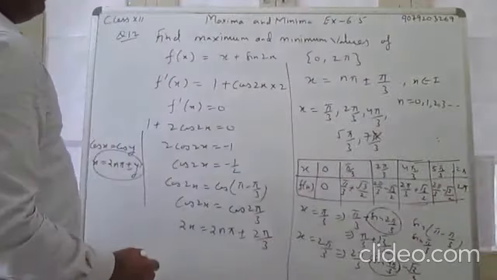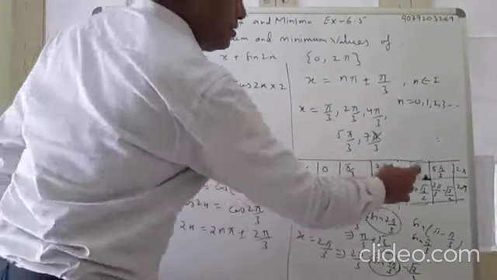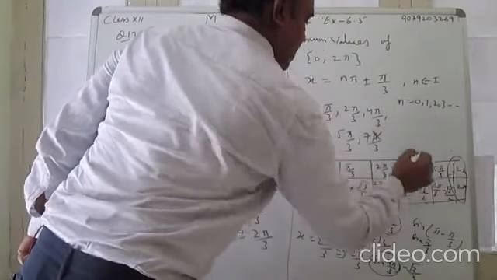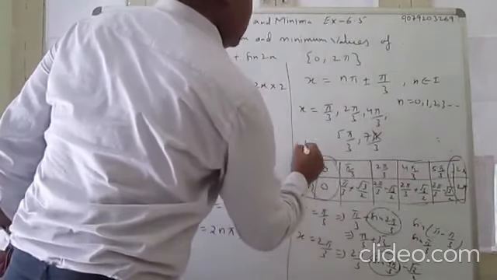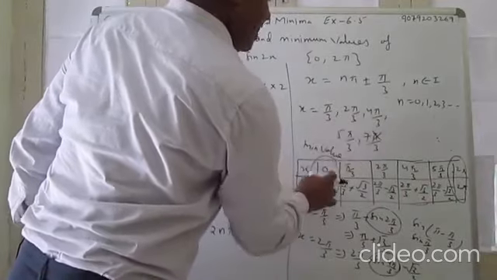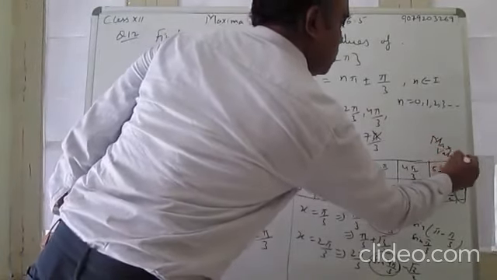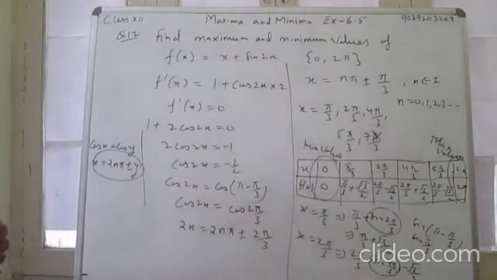So what is the minimum value and maximum value? Maximum value is 2π and minimum value is 0. 0 is the minimum value at x = 0, and 2π is the maximum value.